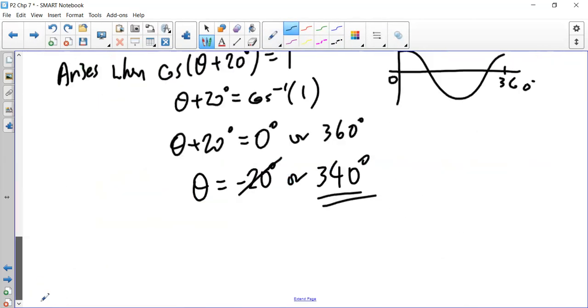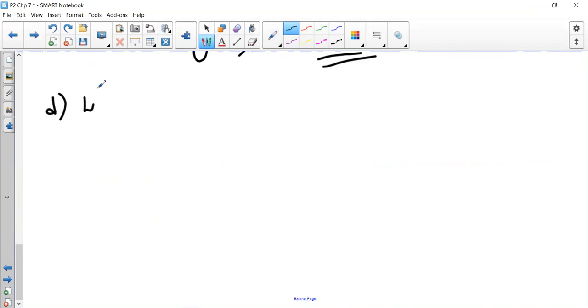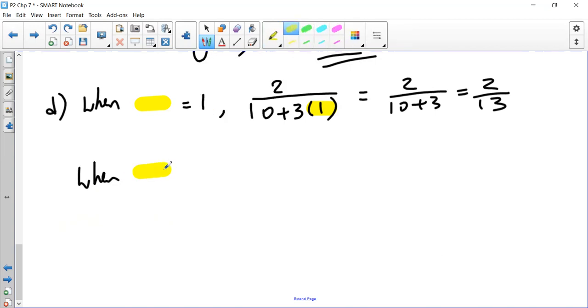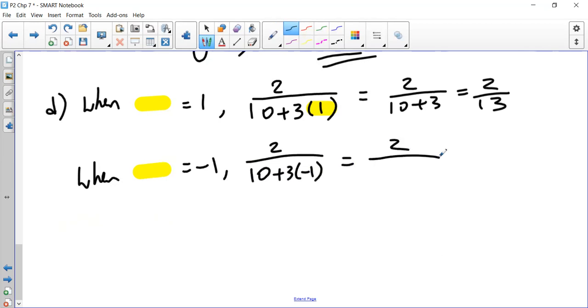So question D. When the highlighted part equals 1, then the question becomes 2 over 10 plus 3 times 1. So the whole thing we highlighted becomes 1, which equals 2 over 10 plus 3, which is 2 over 13. When the highlighted part becomes minus 1, 2 over 10 plus 3 times minus 1 equals 2 over 10 minus 3, which is 2 over 7.